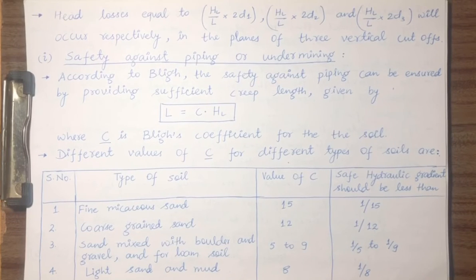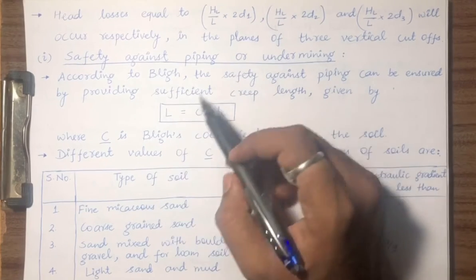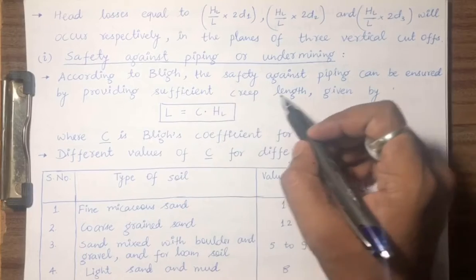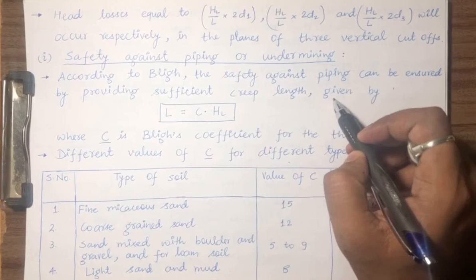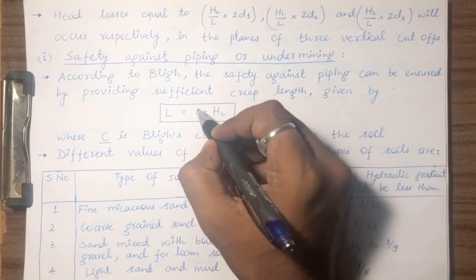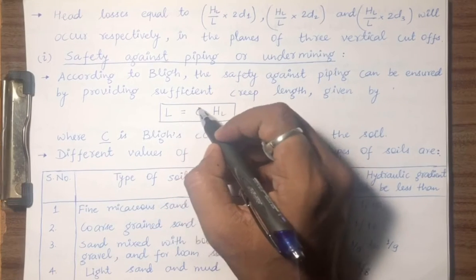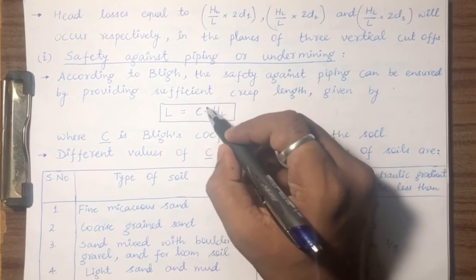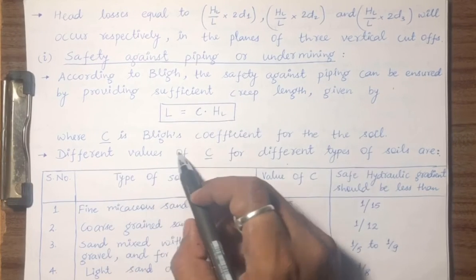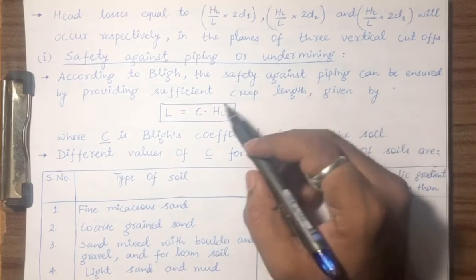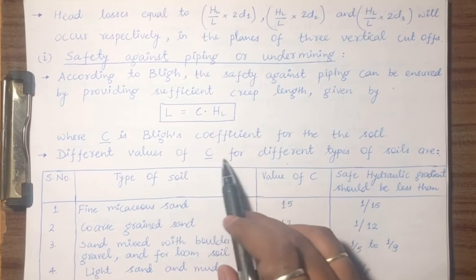Now how are we going to ensure the safety against piping or undermining? According to Bleek, the safety against piping can be ensured by providing sufficient creep length L. The creep length L which is being provided is given by C into HL. This is the formula proposed by Bleek. What is C? C is Bleek's coefficient for the soil. HL and L we know. He provided different values of C for different types of soil.